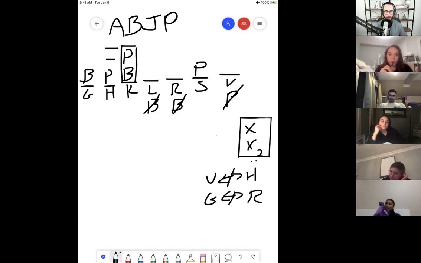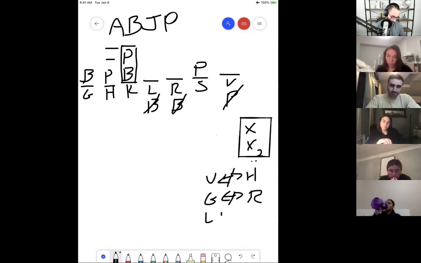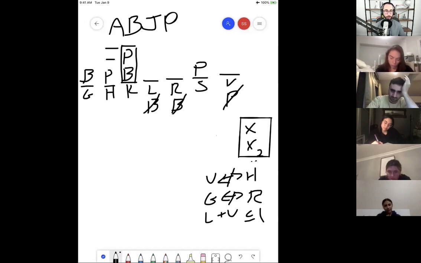Next rule, L has at least 1 of the same students as V does. So L and V have at least 1 in common. So L and V must share exactly 1 or share more than 1. But there cannot be 0 overlap. There must be at least a little overlap between the two, is what that rule is saying. Nothing to draw on the diagram yet, but we may want to keep that in mind going forward.